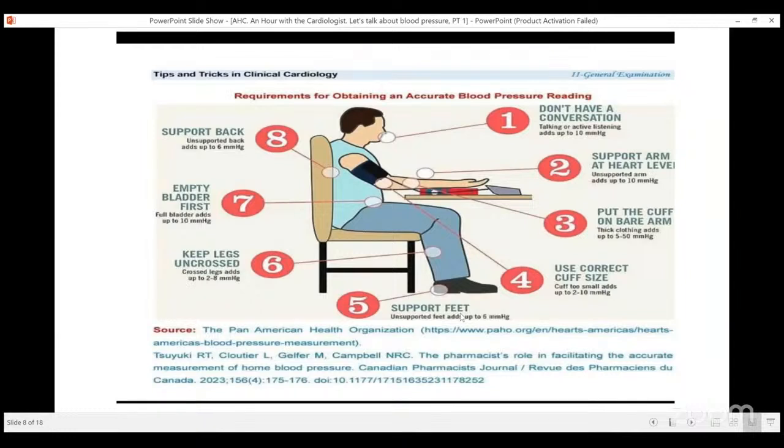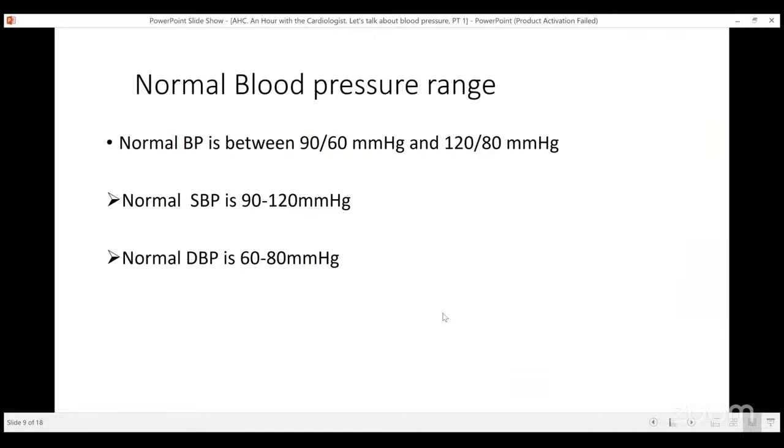Okay, thank you. So make sure you sit well supported, your back against your chair. It's better not to stay suspended. That is very, very important as well. Okay, let's go on. So what is the normal blood pressure range? Normal blood pressure is between 90 to 120 systolic, and then 60 to 80 diastolic. So 90 to 120 systolic, and then 60 to 80 diastolic.